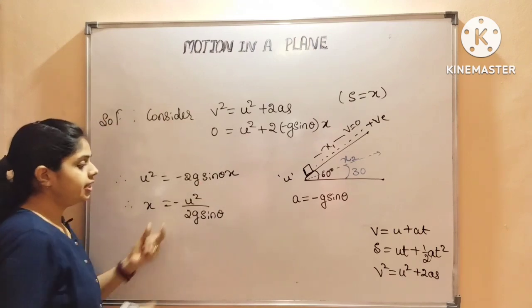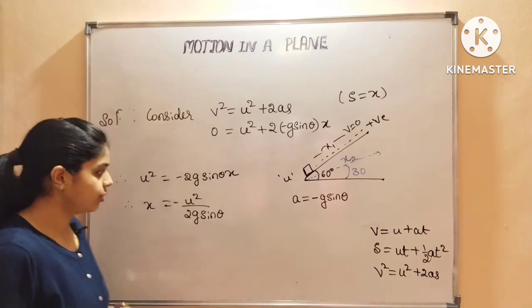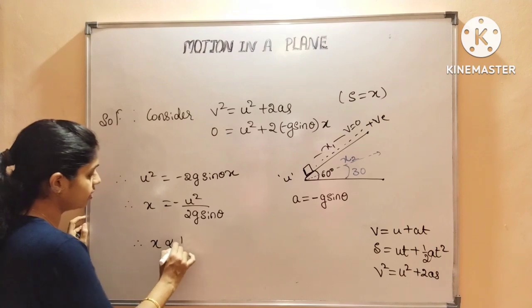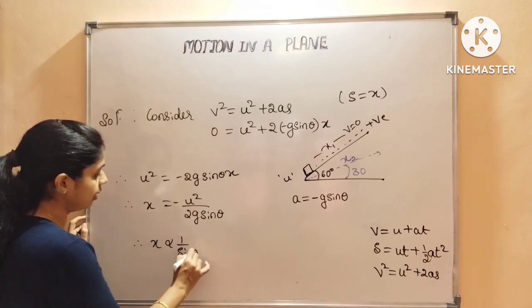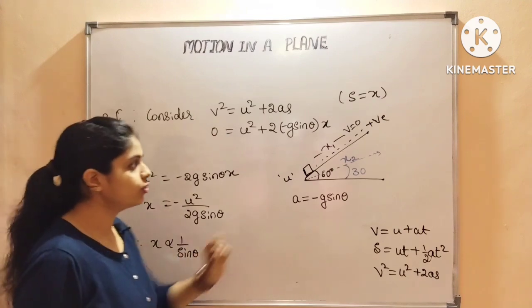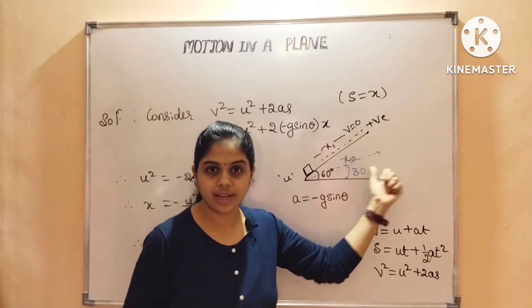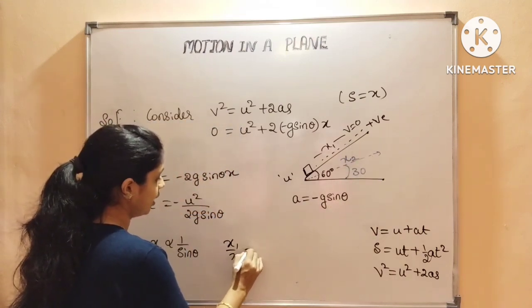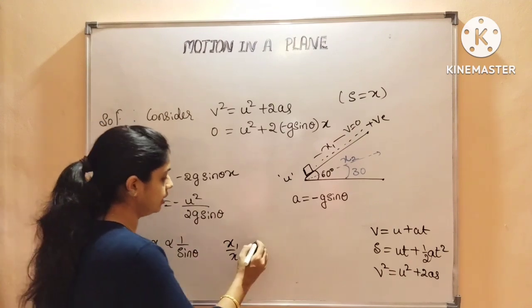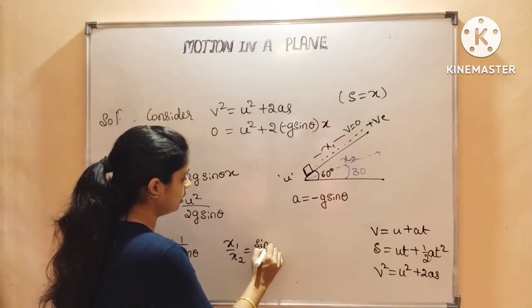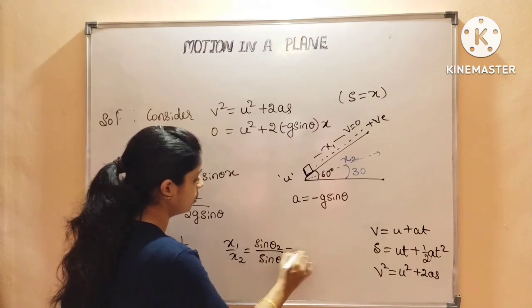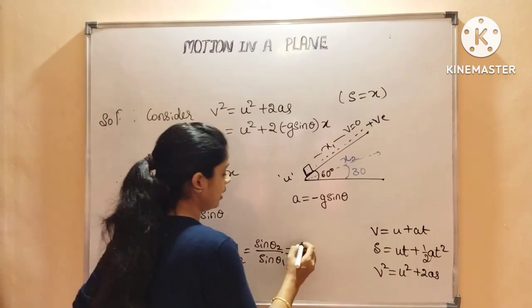Here negative sign indicates acceleration is decreasing. Okay. Therefore, from this equation we can say that x is inversely proportional to sin theta. Now we have to find the ratio of x1 and x2. Therefore, x1 by x2 equal to, x1 is inversely proportional to sin theta 1, therefore sin theta 2 by sin theta 1.